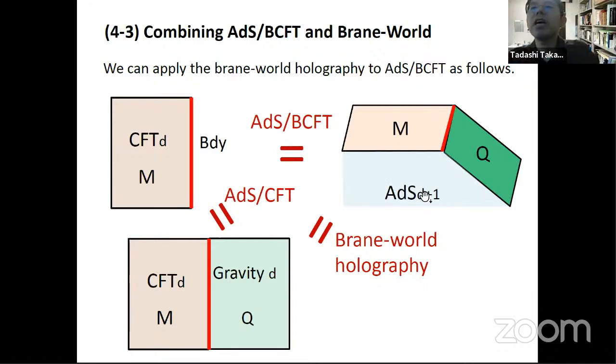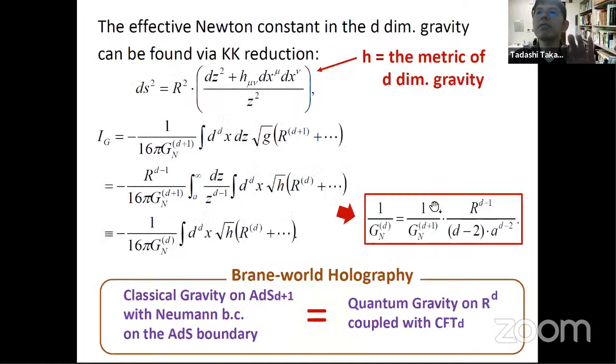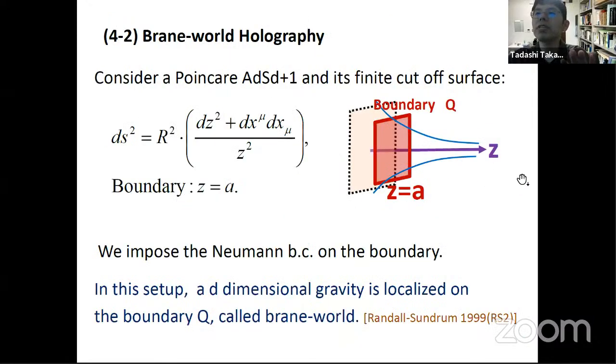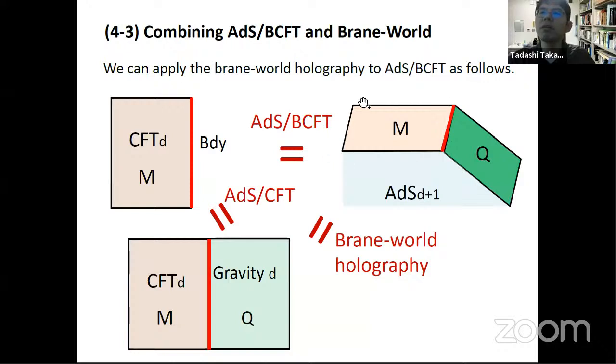But we can also talk about brane-wide holography from here to here, so that Q is now in the bulk, much like this surface. This means the bulk theory is dual to this lower-dimensional gravity. But also, of course, we have a regular boundary there, so these two are coupled.